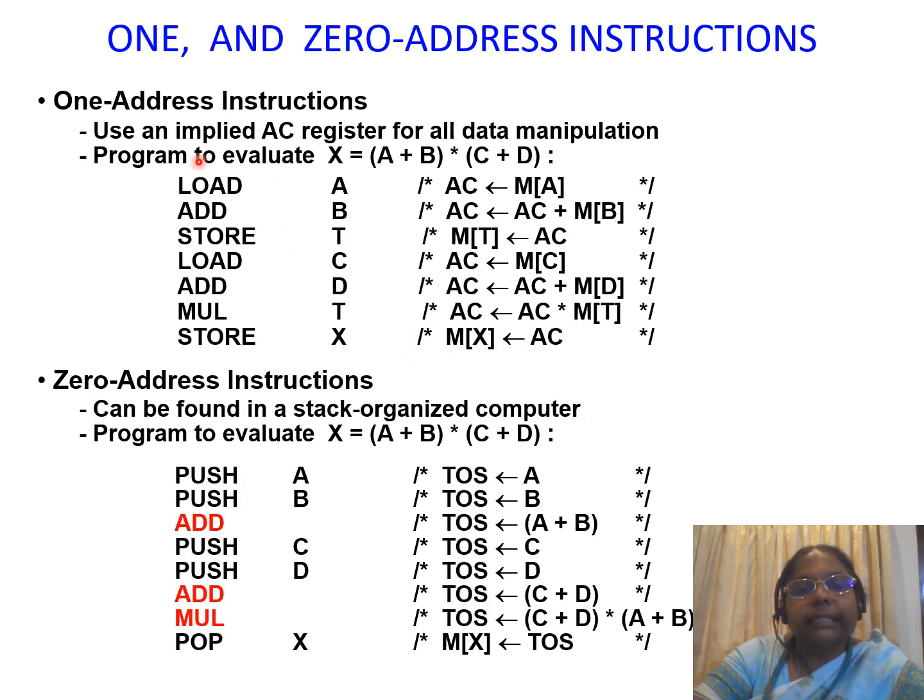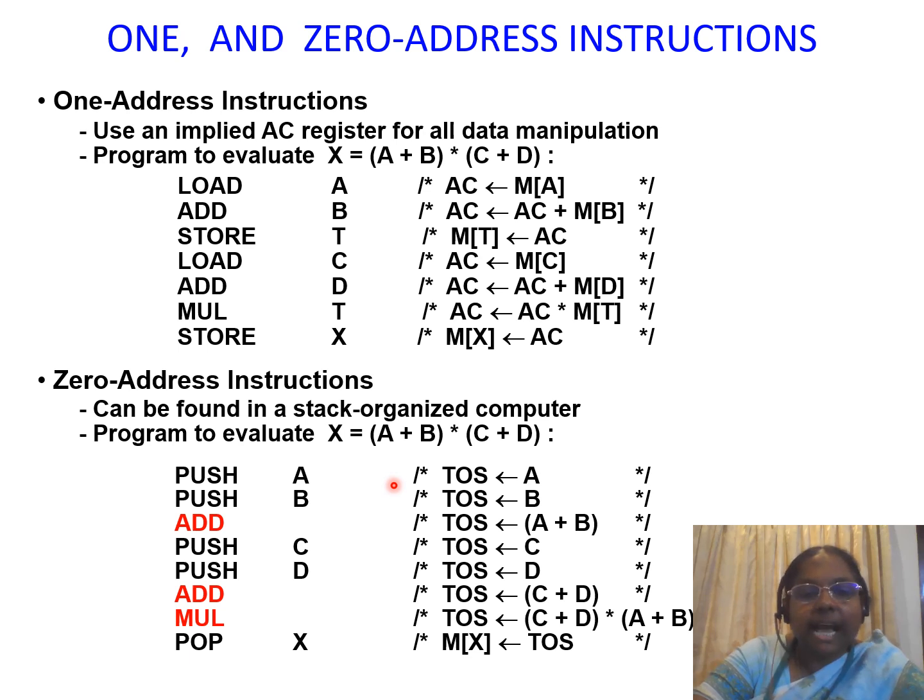The same thing you can write in one address instructions. Load A loads it into the accumulator, since with one address the implicit register is the accumulator. Then you add B, and the result is available in the accumulator. Now you have to store it in some temporary location, so you give STORE T. In the same way, LOAD C loads it into the accumulator, ADD D adds C plus D, and MUL T multiplies it with T, and the result is available in the accumulator. Now you have to store the result into X, so STORE X.